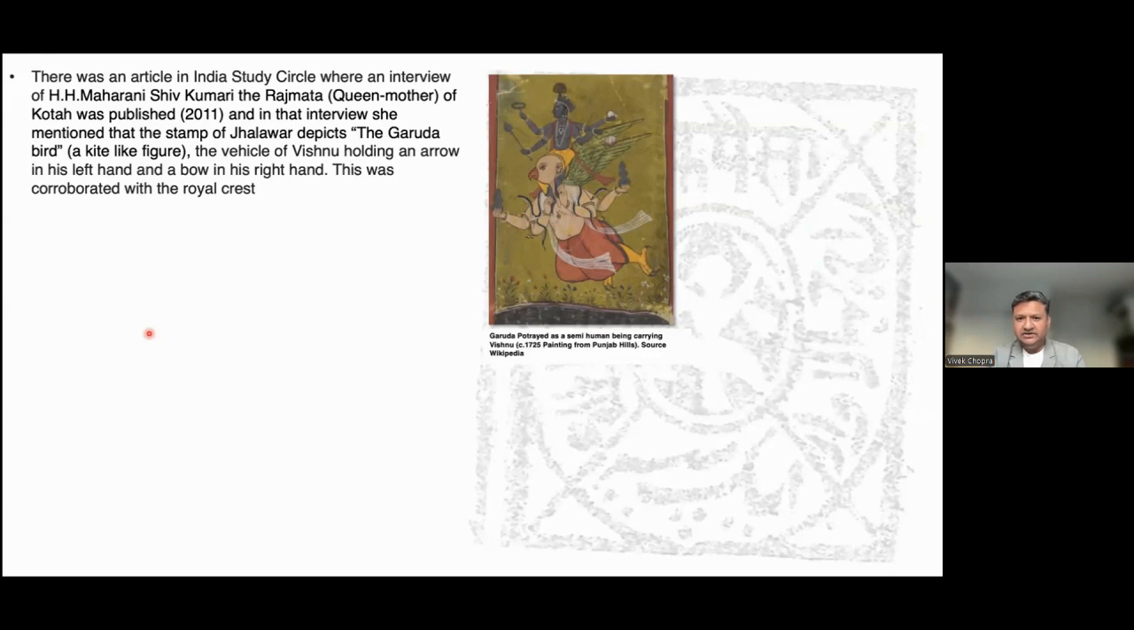And here you see a 1725 painting from the Punjab hills, again taken from Wikipedia, which shows that Garuda was an eagle-like avatar of Lord Vishnu. And here you see he's actually carrying Lord Vishnu on his back, right? And he always holds a bow and arrow in either of his hands, right?